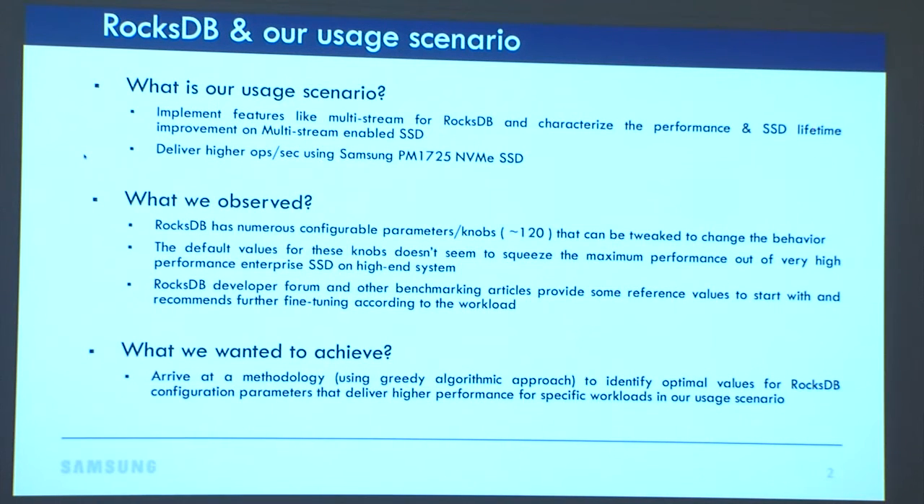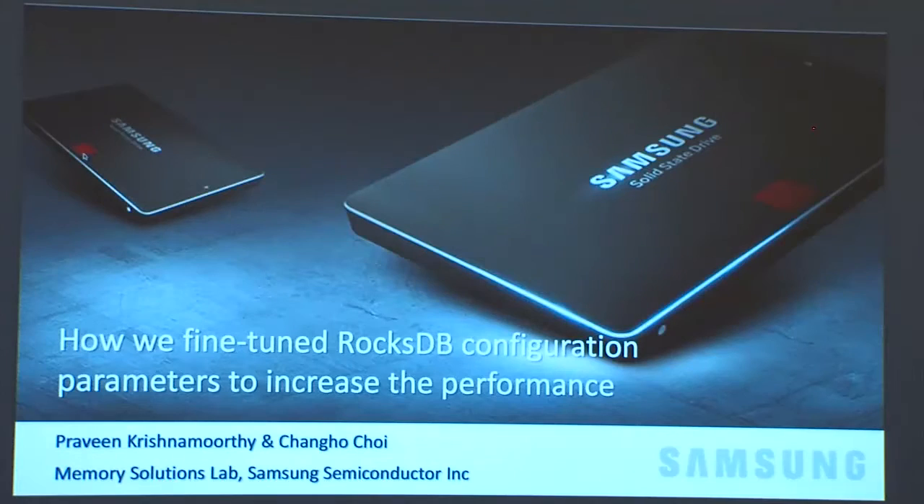So as we started using RocksDB, we figured out that it contains around 120 configurable parameters, and the default parameters do not seem to squeeze out the maximum performance out of the high-end NVMe SSDs. And then we started looking into the RocksDB developer forums and started obtaining values that could be used for these configuration parameters. And then we wanted to identify what values are best for the workload and the environment that we have. So that's where it all started.